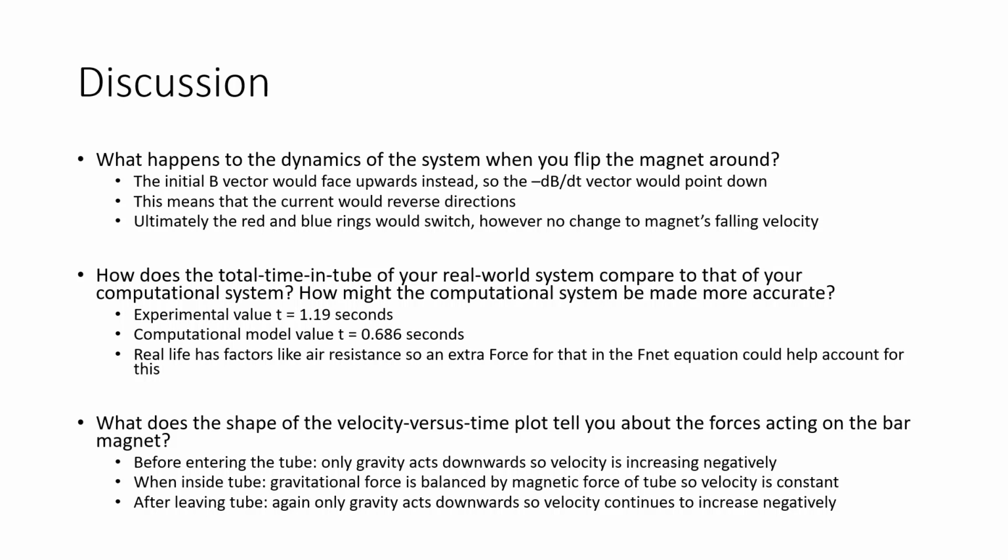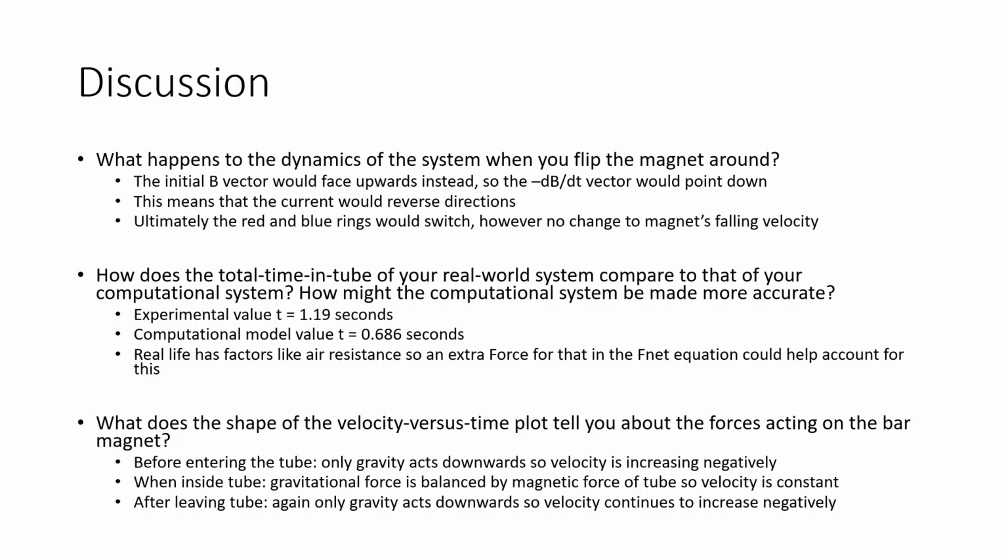How does the total time in tube of your real-world system compare to that of your computational system? Well, the experimental value we had for time was 1.19 seconds. The computational model's time value was 0.686 seconds. So real-life factors probably also include air resistance, and this extra force in that F net equation in the positive y direction would help account for why it took longer for the bar magnet to fall in real life than it did in the computational model.